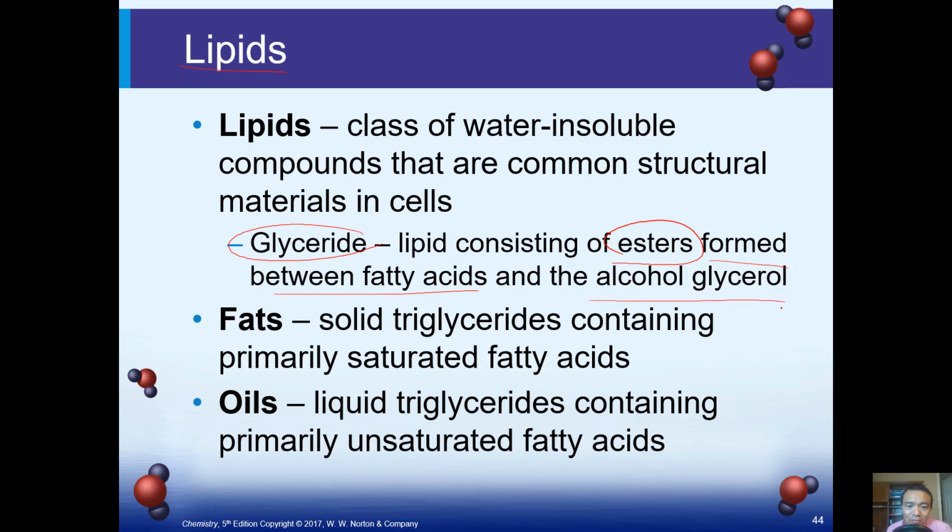So what is the fatty acid? The fatty acid is just the salt of the glycerides containing primarily saturated fatty acids. Fatty means it's fat, it does not dissolve in water.